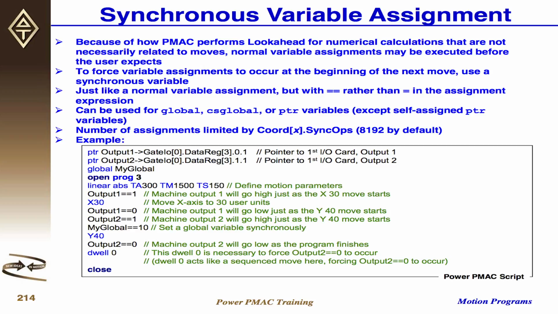Oh, and if you want to change the number of assignments allowed, you can modify chordex.syncops. By default, it's 8,192, which is most likely going to be enough for everybody. You can increase it if you really need.